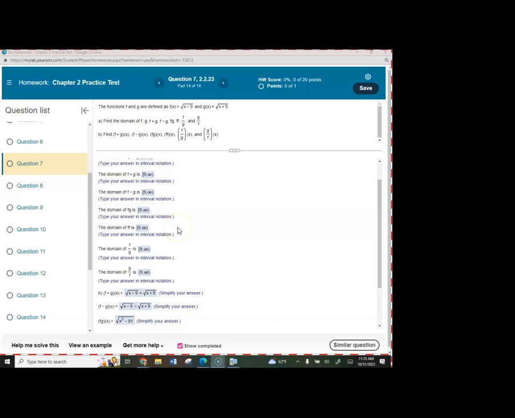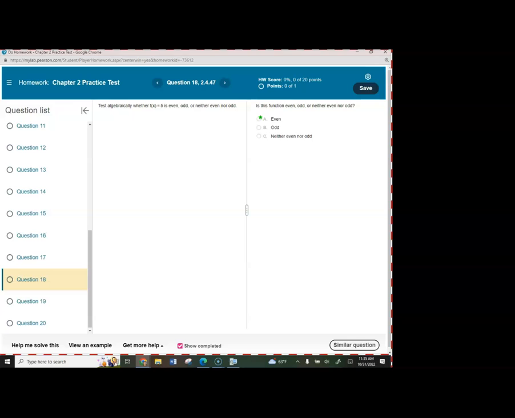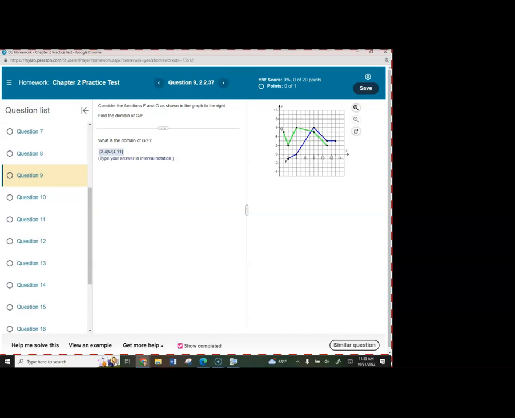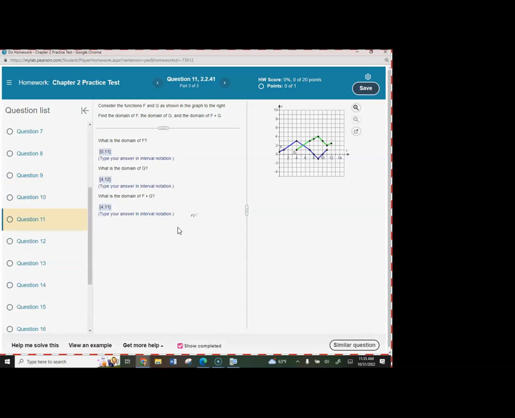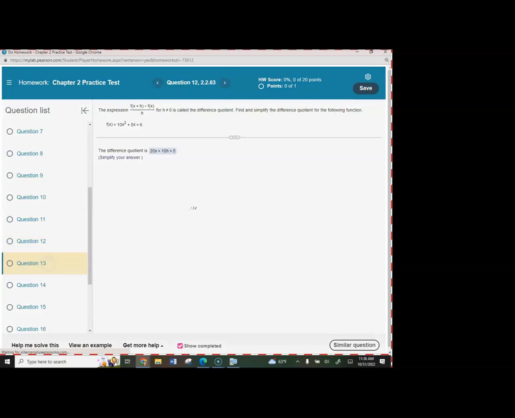Back to 7 and 8. All right, let's skip to 18. Okay, which was the one that was the graph? Since these kind of blend together. 9 or 11, or was it 17? No, it was 9 or 11. What graph is it? Oh, which graph are you talking about?